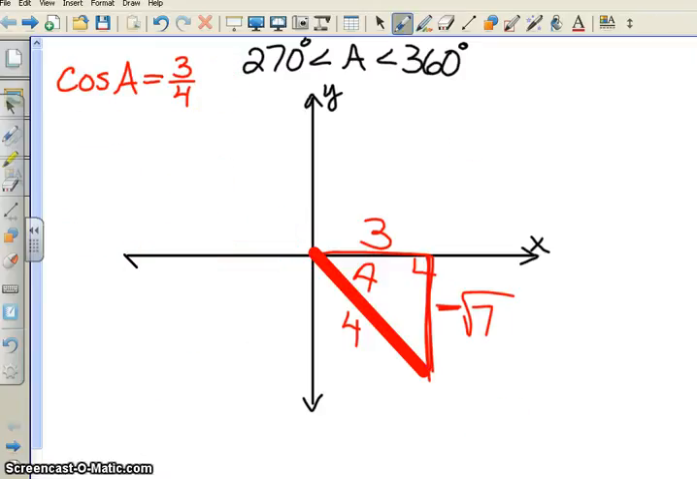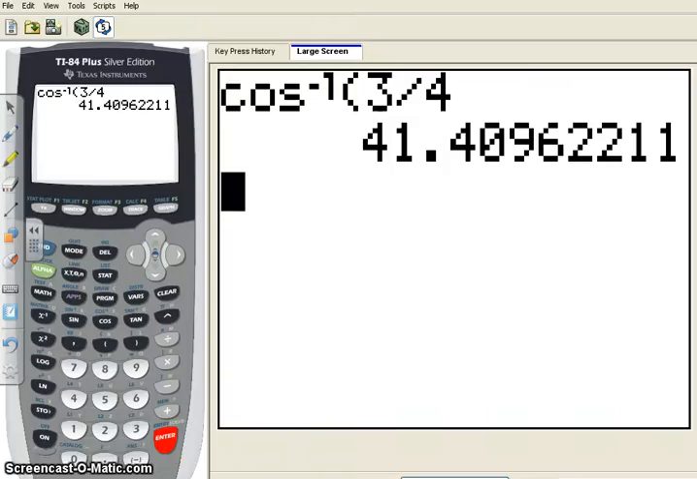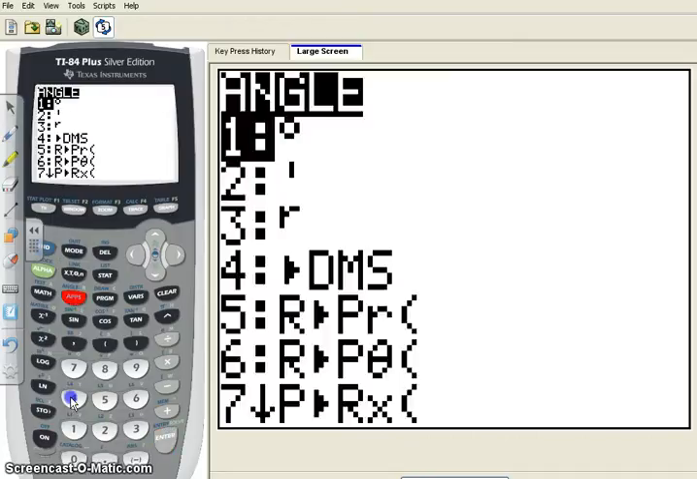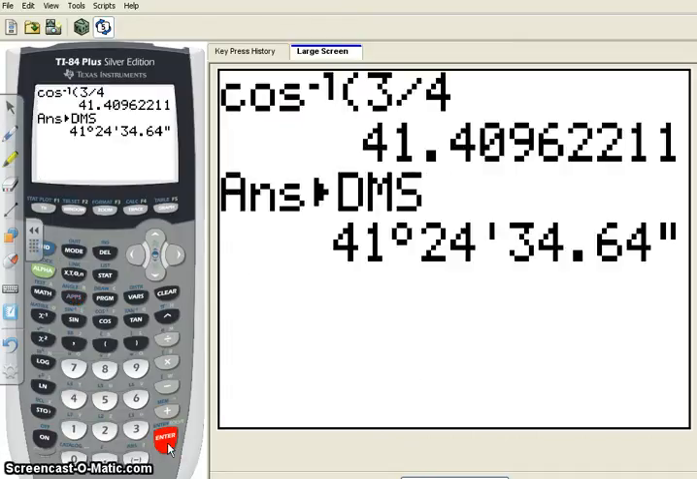Let's come back to the beginning now. Since we know that cos A is 3/4, we can actually use our calculator to figure out the angle by doing inverse cos, or arc cos, of 3/4. And we get 41.40962211 degrees. If I want that in degrees, minutes, and seconds, I'm going to go second apps, number 4. And it would be 41 degrees, 24 minutes, 34.64 seconds.